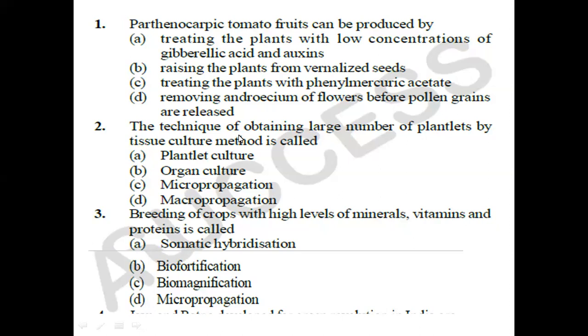Good morning, students. Today, we will be discussing the questions on the chapters Strategies for Enhancement of Food Production, Biotechnology and its Principles, and Process and its Applications. We will be discussing questions on these three chapters. First, let's move on to the first question.